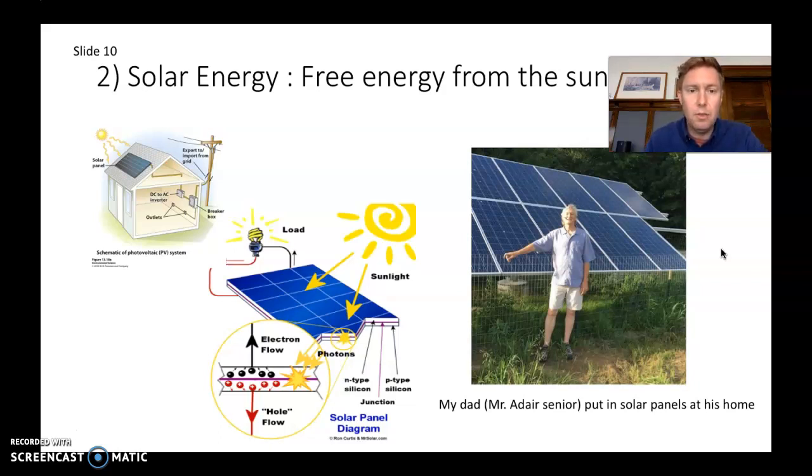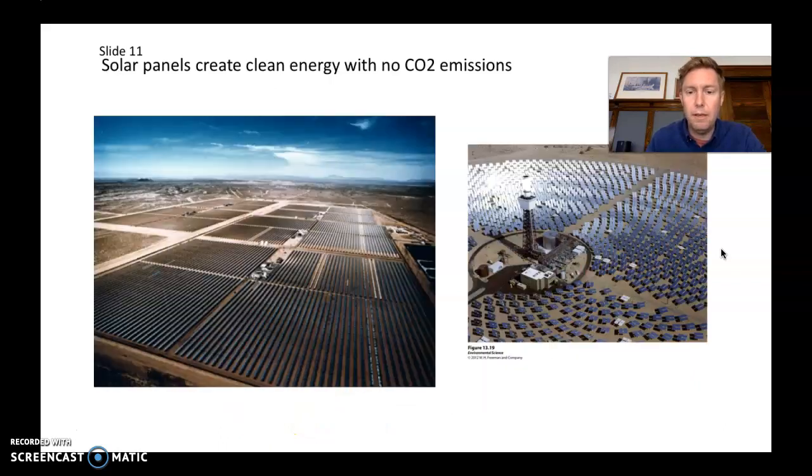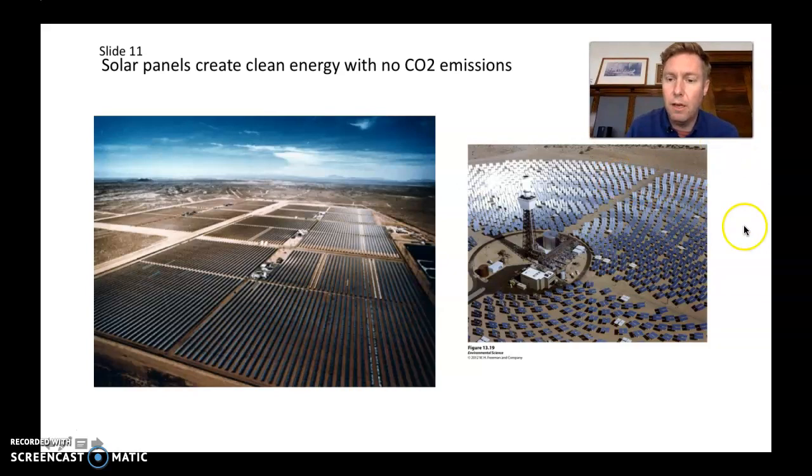So slide 10, solar energy, free energy from the sun. Now here are some other images of much, much more massive solar panel farms, essentially. Out west, you'll see more of these, but actually in Minnesota, you'll see a lot too if you drive out to the countryside. The image to the right is a kind of cool concept. If you notice, all of those solar panels are directed towards one point on that tower.